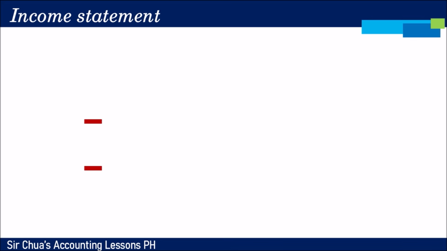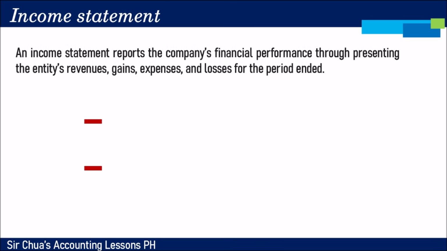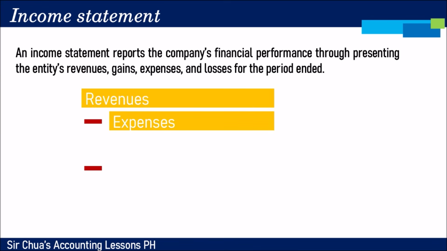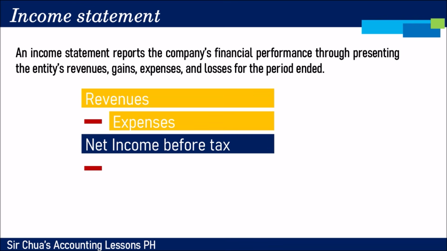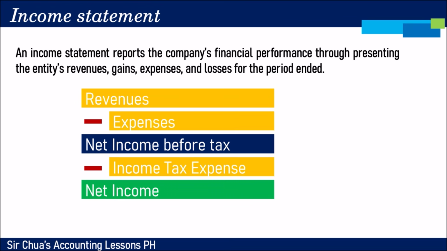Okay, so now we're ready to start. An income statement reports the company's financial performance through presenting the entity's revenues, gains, expenses, and losses for the period ended. The very nature of the income statement, which you know since the previous videos, is that we deduct expenses from revenues in order for us to get the net income before tax. And then we will be paying taxes to the government, and that is your net income.